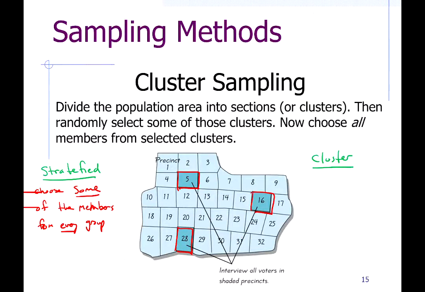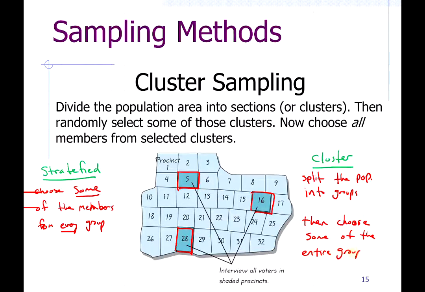So let's say these are precincts in a certain district. This could be zip codes in a state, or townships in a city, whatever they are. With cluster sampling, first you split the population into groups. Then choose some of the entire groups. So you would take every single person living in precinct 5, every single person in precinct 16, and every single person in precinct 28 if it's cluster sampling. If it was stratified sampling, and there's 32 precincts, you're taking a handful of people from each of the 32.